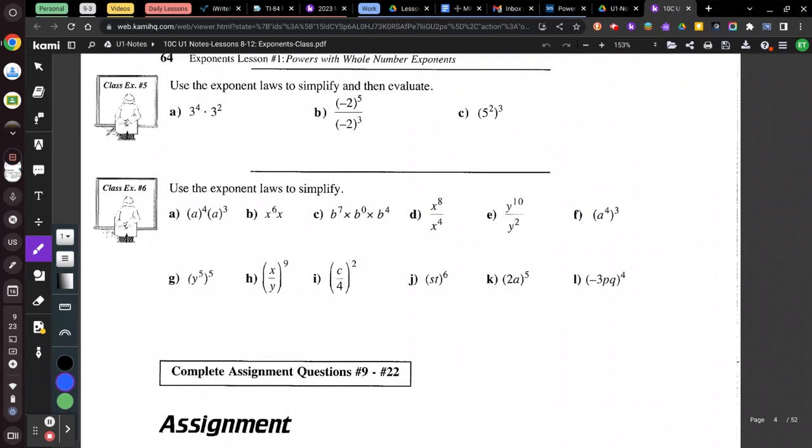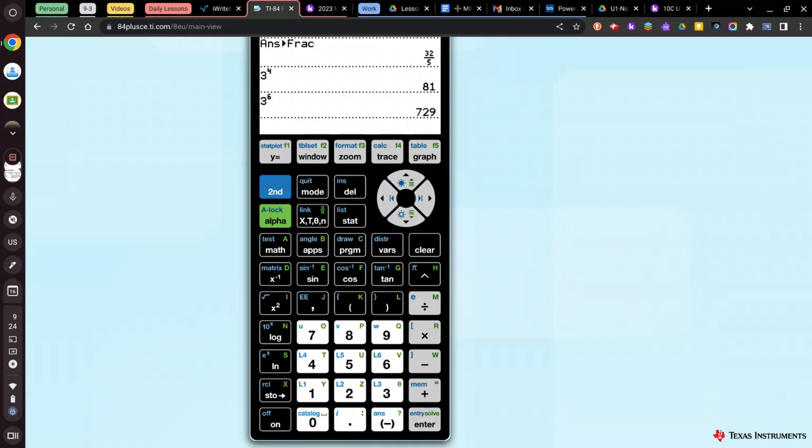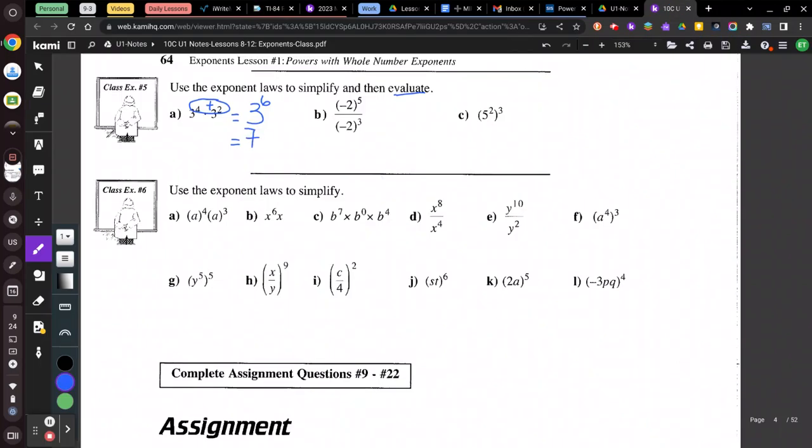Okay, here's our last 9 examples. So we're going to use the exponent laws to simplify. And then it says evaluate. So if we simplify, we're going to simplify it to a power. Then we're going to solve it with our calculators. So when I multiply, I'm going to add exponents. So that's going to give me 3 exponent 6, which is going to evaluate. We're going to check on our calculators. I'm going to go 3 exponent 6, enter. I get 729. So this guy solves to 729.